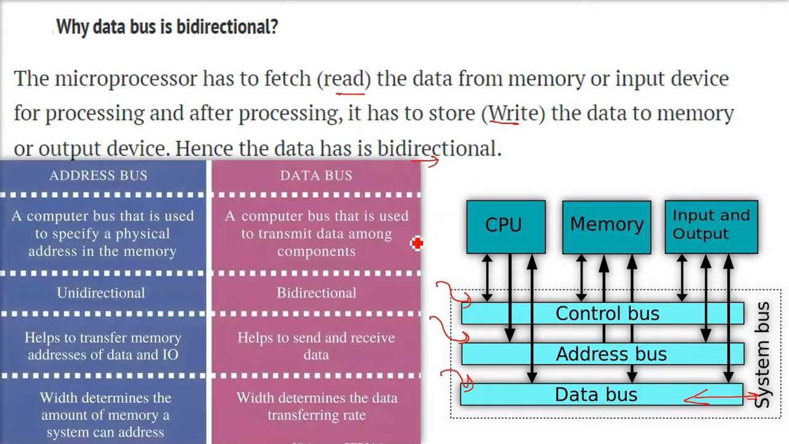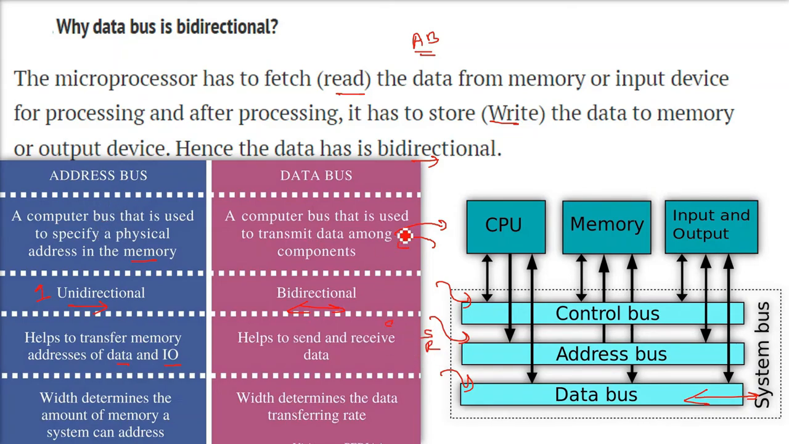So let us understand the difference between the address bus and the data bus. Basically they are wires, computer buses. The address bus is used to specify a physical address in the memory. While the data bus is also a computer bus that is used to transmit data among the components, so it has to be bidirectional. Address bus is unidirectional and data bus is bidirectional. The address bus helps to transfer memory addresses of data and the input-output devices, and the data bus helps to send and receive data. That is why it is bidirectional, sending and receiving both.